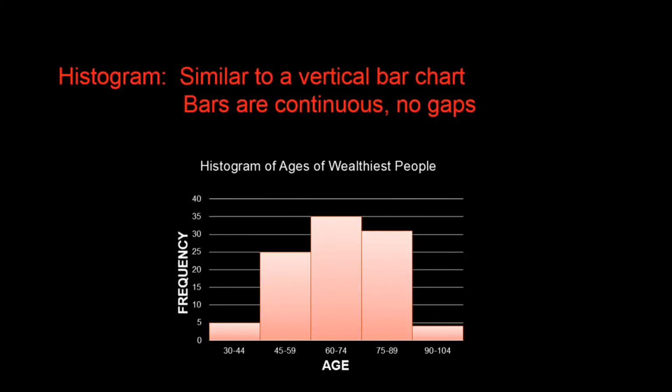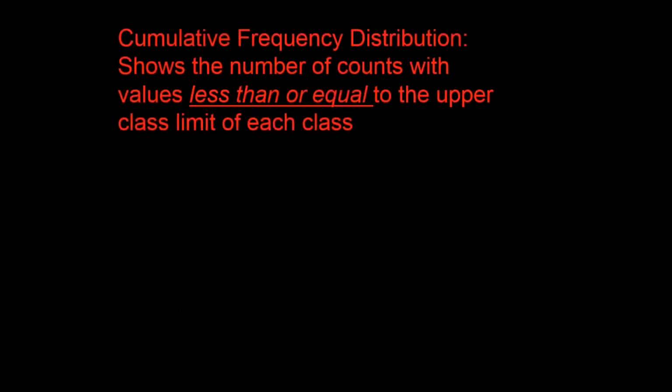Don't forget, when you're constructing any chart, whether it is a bar chart, a pie chart, a dot chart, a histogram, any type of chart you can imagine, make sure you give your chart a title and clearly label any of the axes. You can see here the title at the top says Histogram of Ages of the Wealthiest People, and the axes are labeled Frequency and Age.